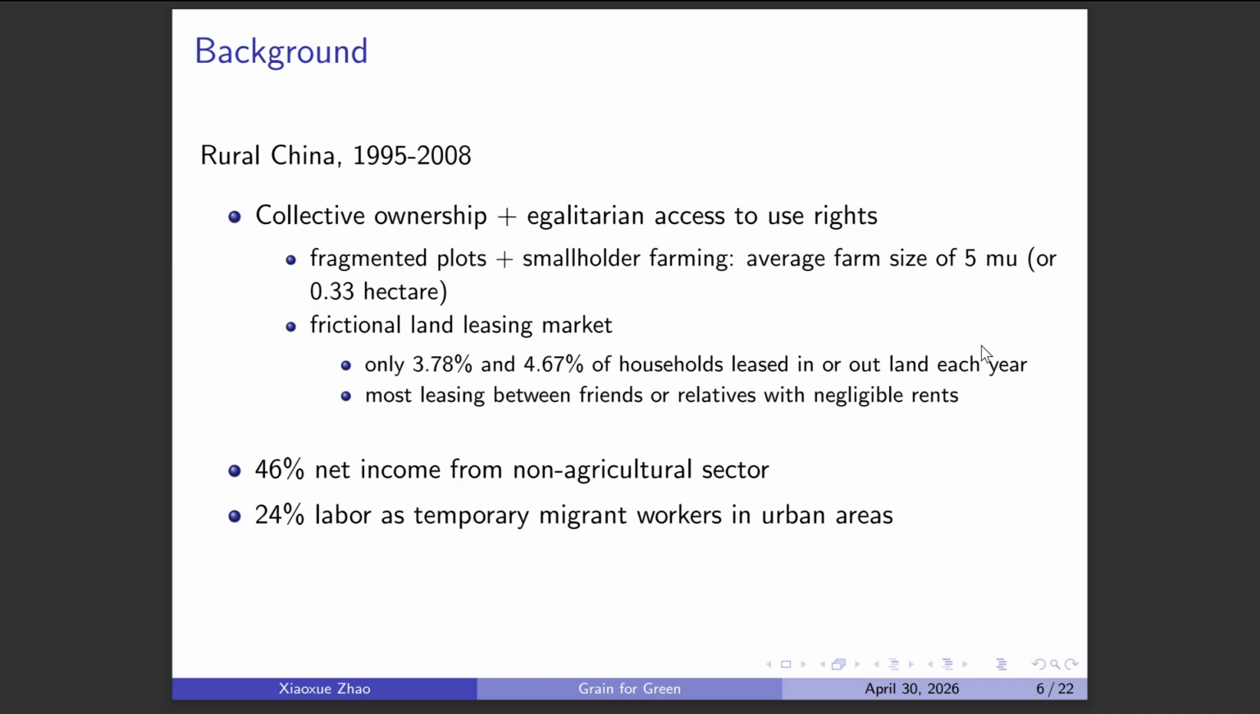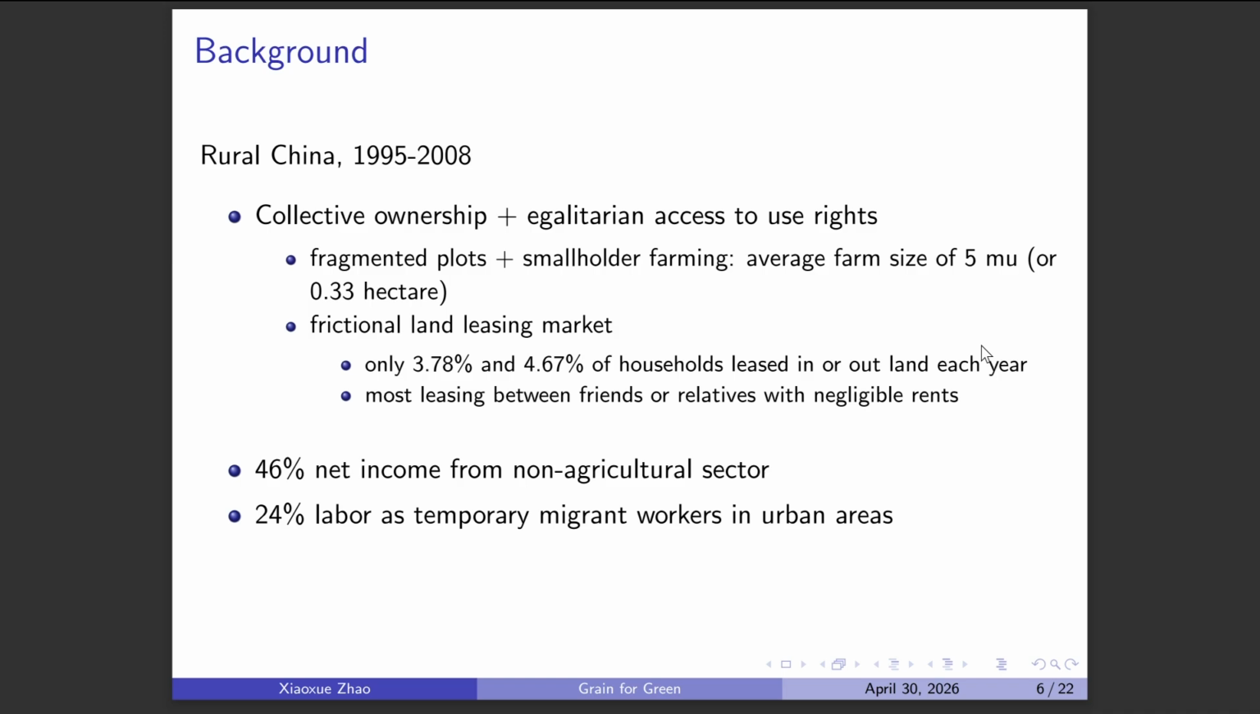In addition, because of the collective ownership of land and also households' fear of losing their land allocation if they choose to lease their land out to other households, the land leasing market in rural China is highly frictional.